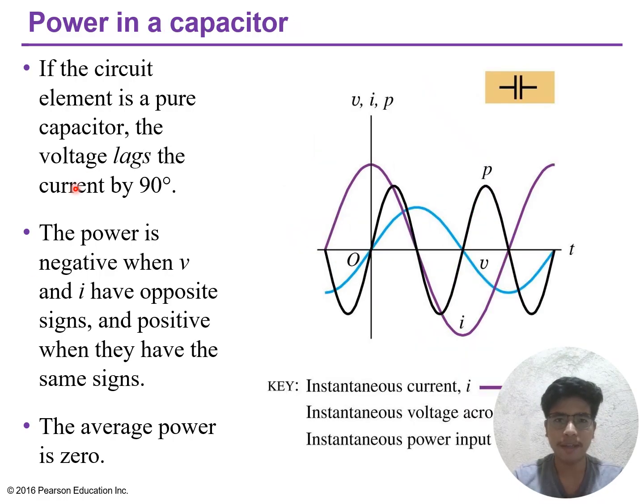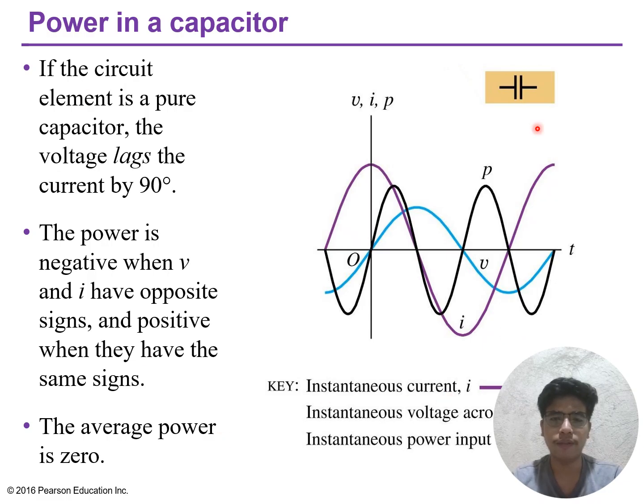So in a pure capacitor, the voltage V lags the current by exactly 90 degrees, as shown by the phase-shifted curves, where the blue voltage lags the black current by 1/4 cycle. So the instantaneous power, or P(t), is equal to V(t) times I(t), oscillating symmetrically above and below zero because V and I have opposite signs, with one positive and the other negative.